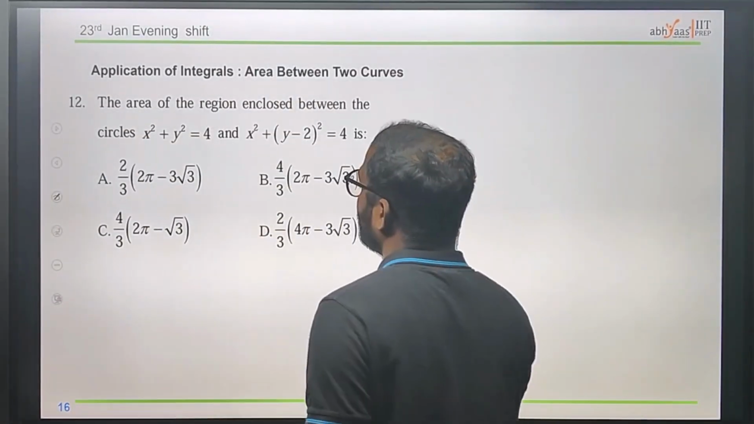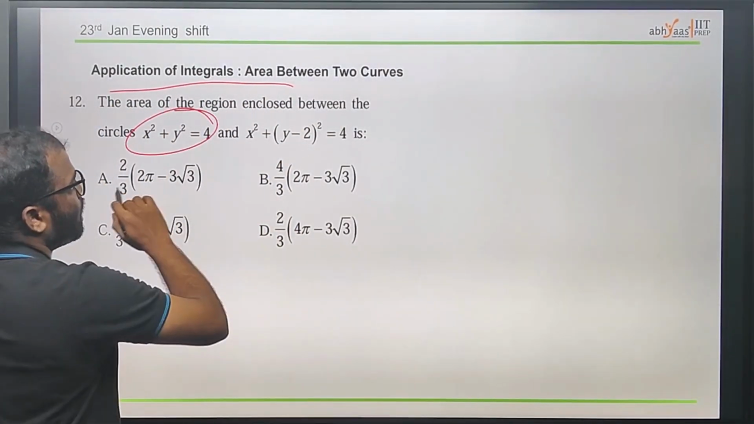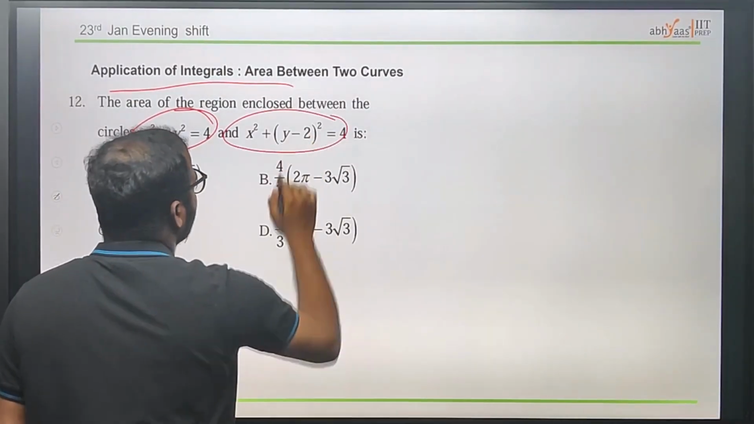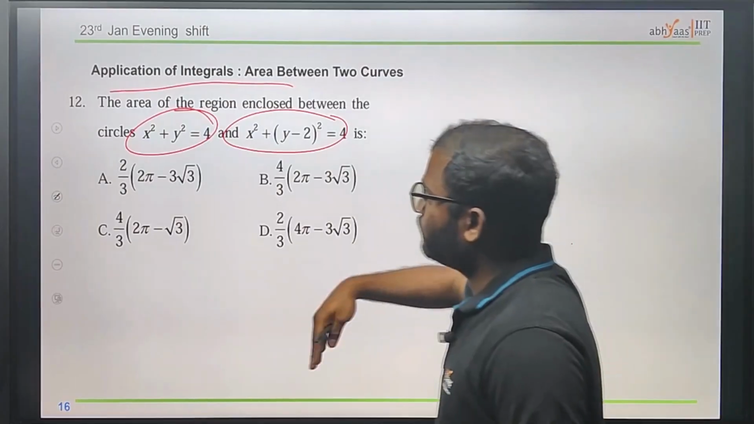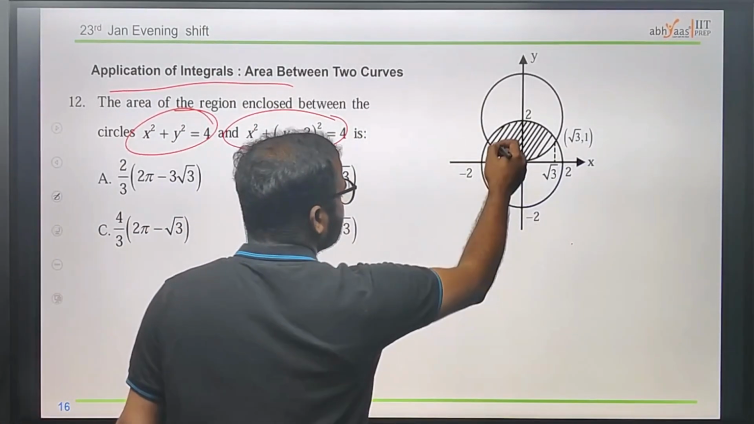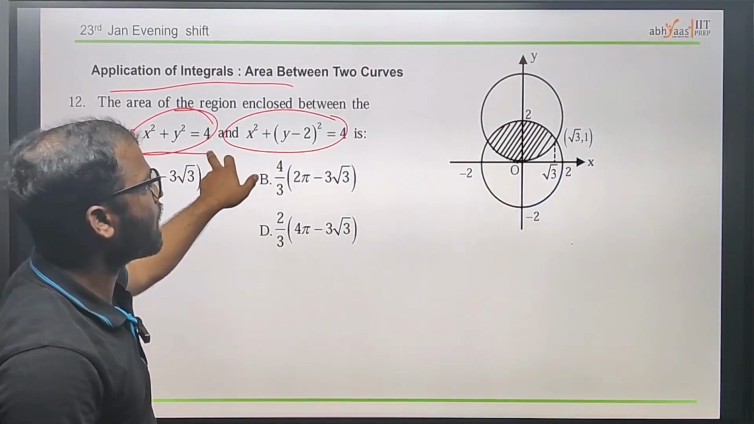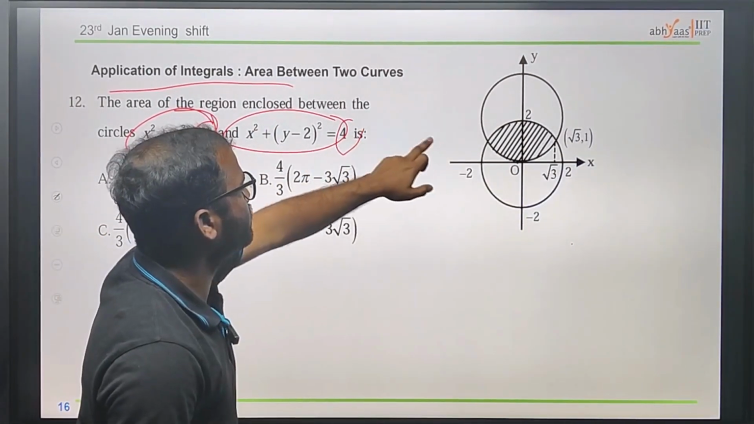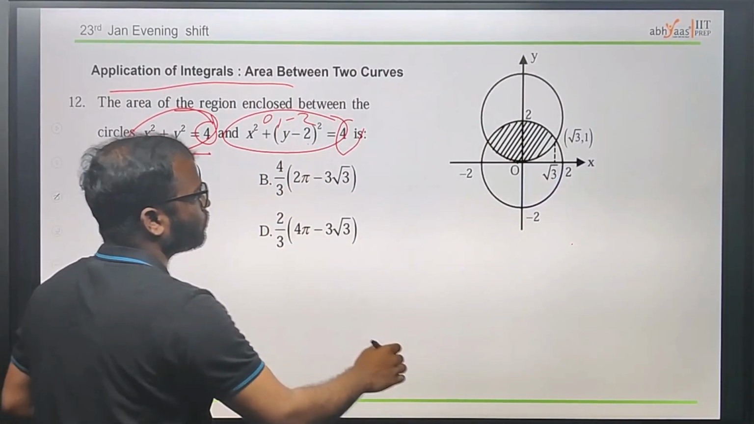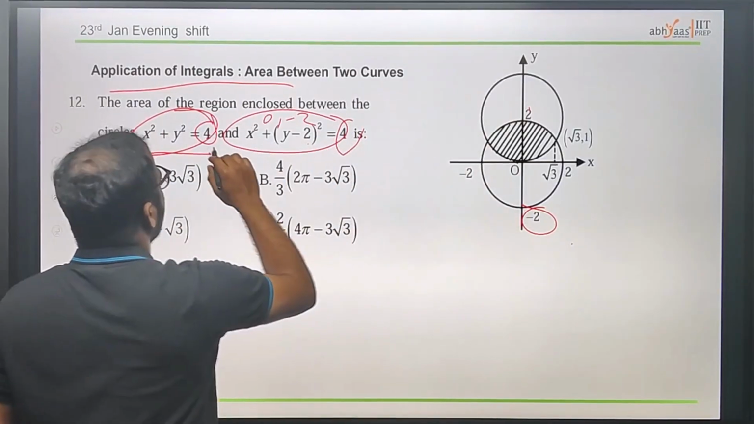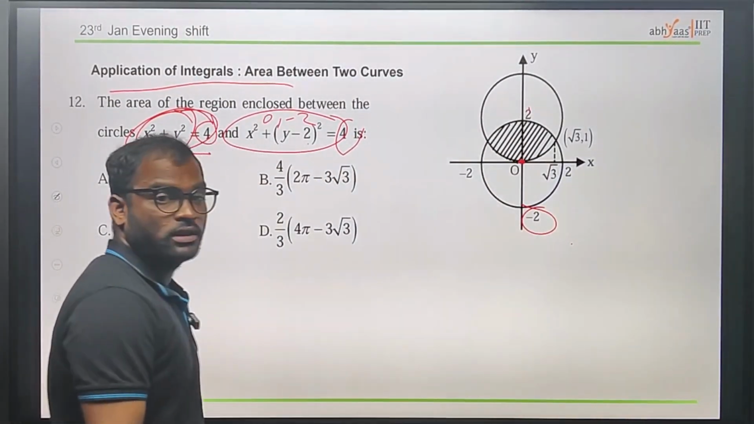Next we have the application of integrals. We need to find the region of this condition, given by a square and a circle and another circle. If we observe, these are enclosed and intersected with this one. This is the first circle and this is the other circle. Both have radius 2, but the centers are different: here we have 0 comma minus 2, and this one is 0 comma 0, the center of this circle. I hope you understood what is happening here.